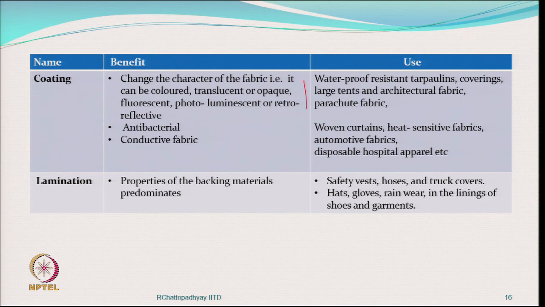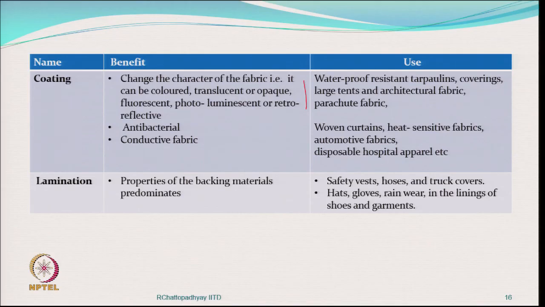The base fabric may be polyester or some other type of fiber can be used to make the base fabric, and then on top of it we give the coating to change its character, because that is the property which is more important to us, or very vital for the product, and hence such kinds of finishing processes are required. So, coating is one technique by which such benefits we can bring. In lamination, the properties of the backing material are going to be predominant.